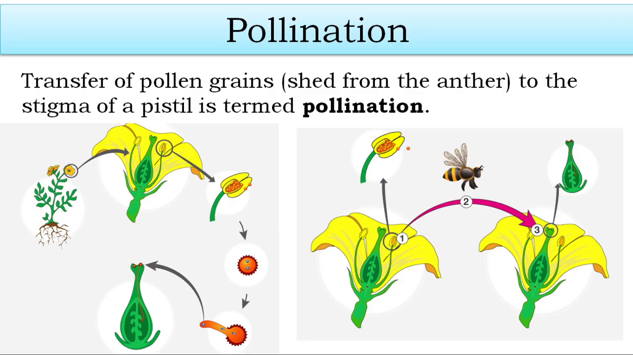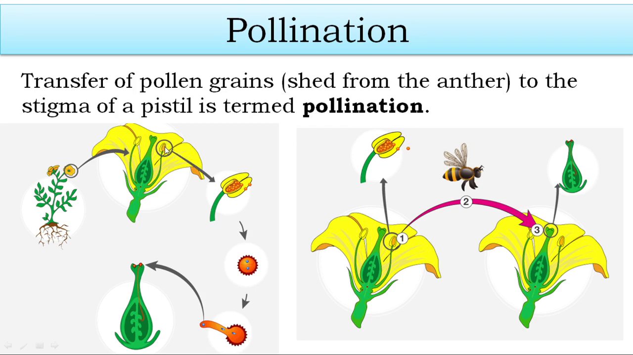I hope you have heard about pollination in your previous classes, right? So the definition of pollination is the transfer of pollen grains shed from the anther to the stigma of a pistil is termed as pollination. So you can note down the definition of pollination.